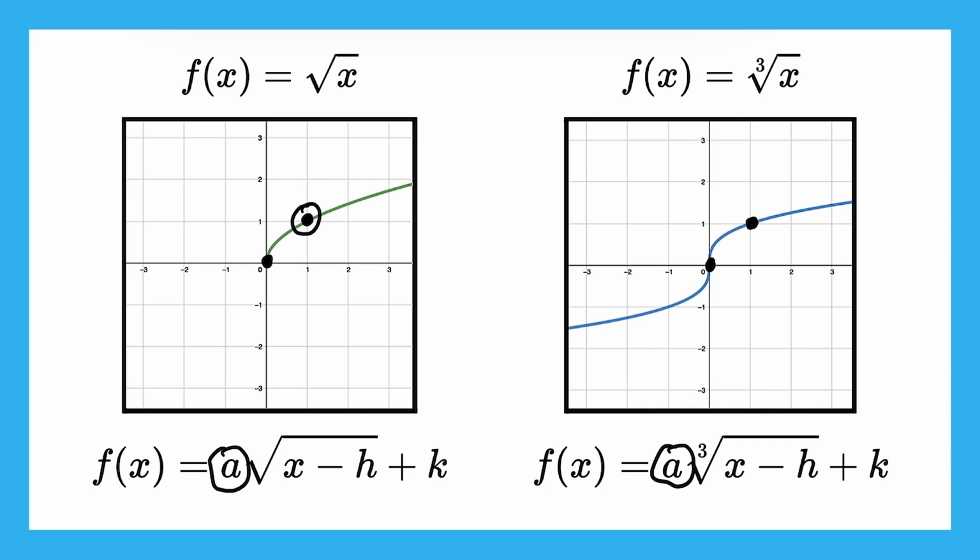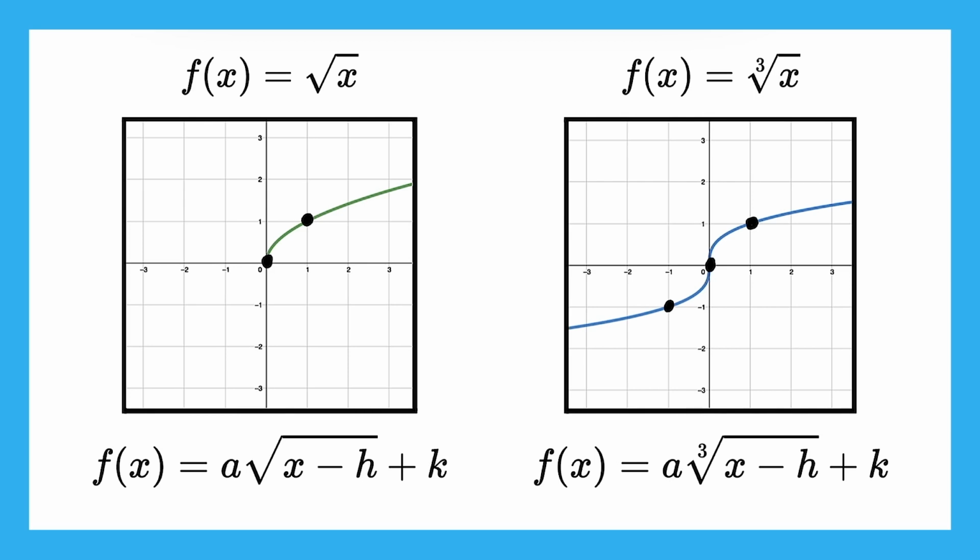Now on the cube root graph, if a were 1/2, this point would move to 1, 1/2, and this point right here would move to -1, -1/2. And if a were 2, for example, those points would move to 1, 2 and -1, -2. So the graph will be stretched vertically.